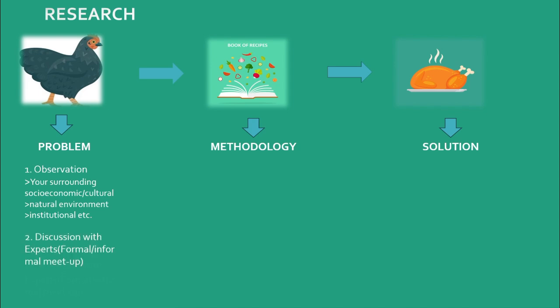The second is through discussion with experts, and these discussions can be formal or informal meetups. Suppose you are sitting at a dinner or lunch or some social gathering, and there are some environmental experts or some social scientists, or some guy working in the financial sector, or manufacturing sector or agriculture sector, and you people are discussing just random topics, and some idea clicks in your mind. So it can be your research idea or a research problem, which you can use in your research.